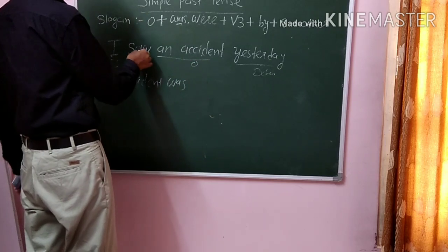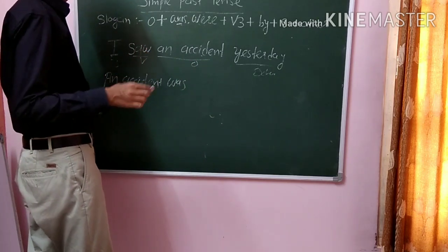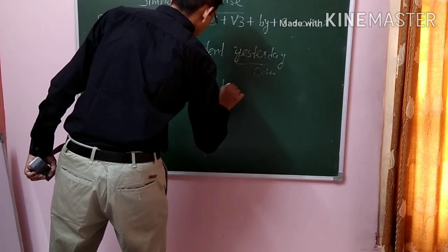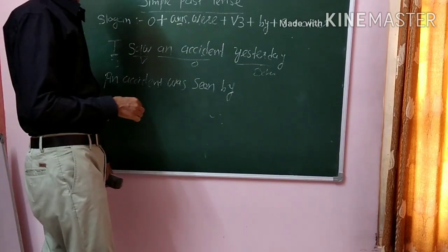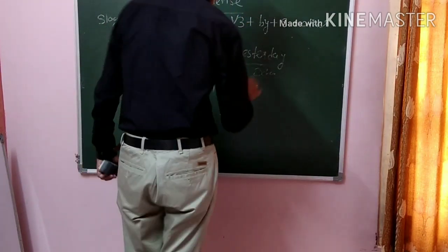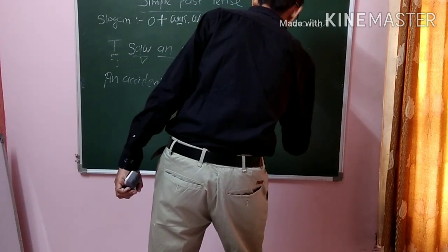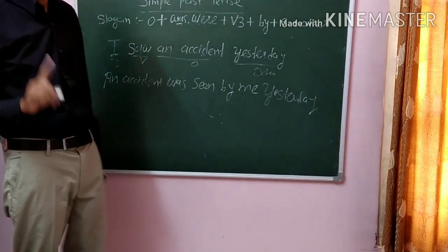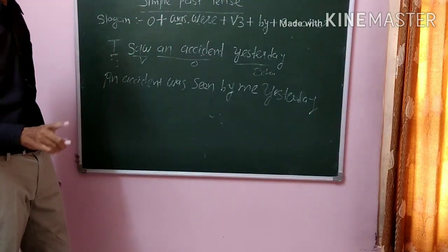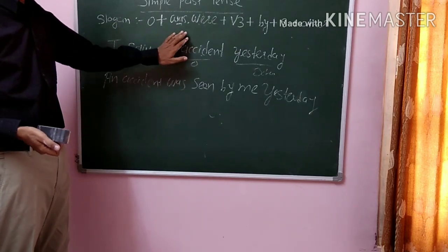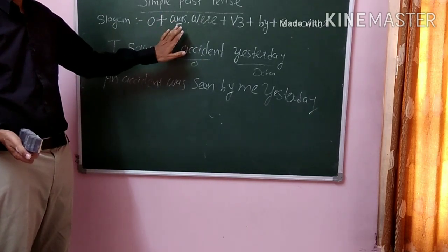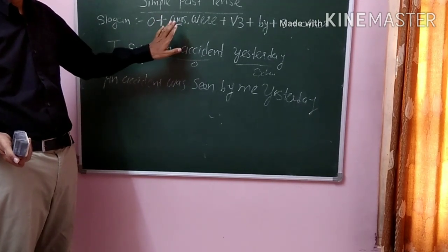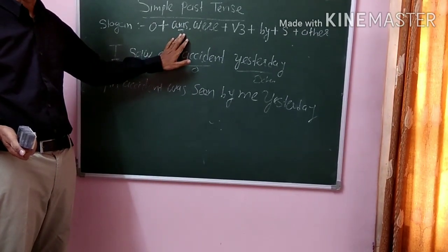Then saw. Saw is the V2 and its third form is seen. Seen, by, I turns into me. And then yesterday is the extra word. So, students, in simple present tense and simple past tense, the only difference is the to be form. In the present tense, we are using is, am, or are; in the past tense, we are using was and were.